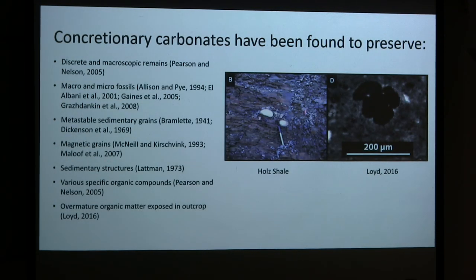Here's just a list of things that have been found within concretionary carbonates: fossils, sedimentary grains, structures, different organic compounds. So here we have a concretion that's exposed in an outcrop, the Holt Shale, on the left, and on the right, there's actually a microfossil that was found within one of these concretions.